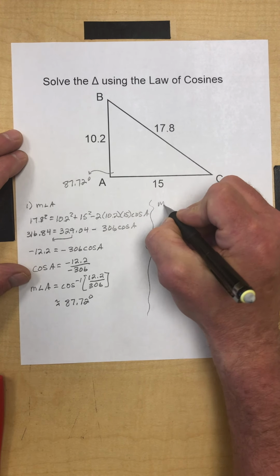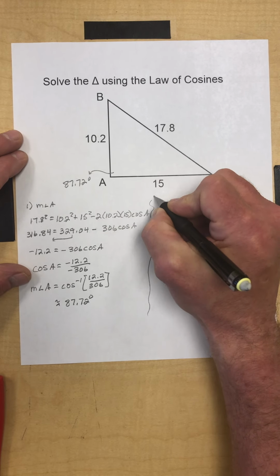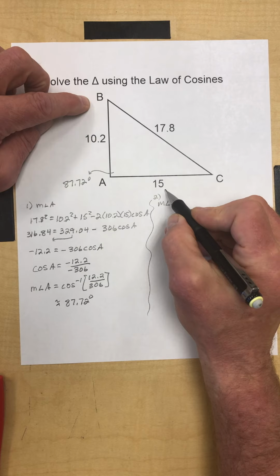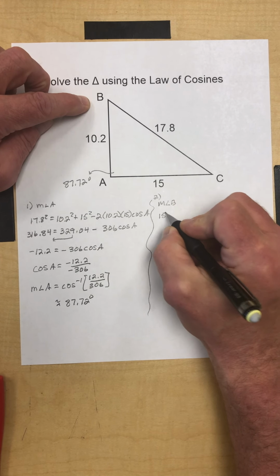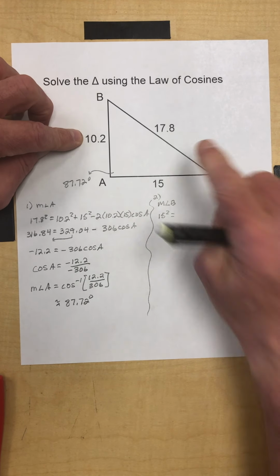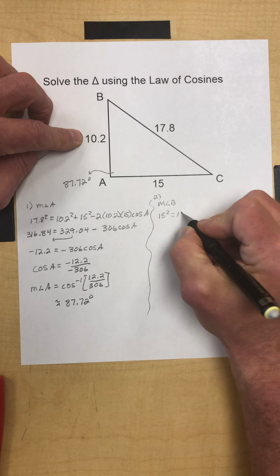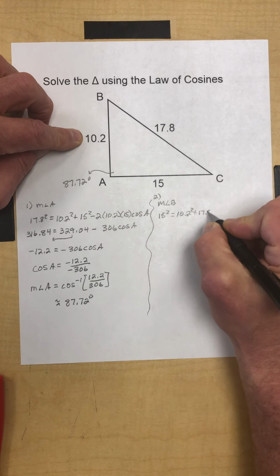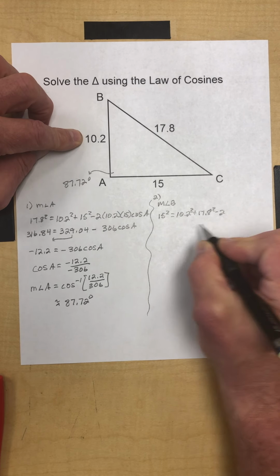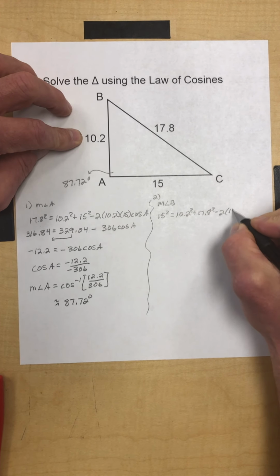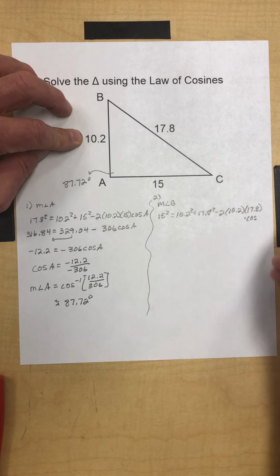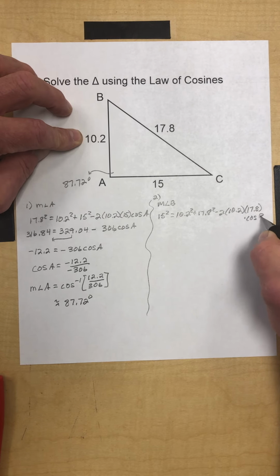Okay, measure of angle B. This will be my second one. Okay, so let's see. If I'm going after B, I have to start with the 15 squared. So 15 squared equals the sum of the squares of the other two: 10.2 squared plus 17.8 squared minus 2 times these two guys, 10.2 times 17.8 times the cosine of angle B.